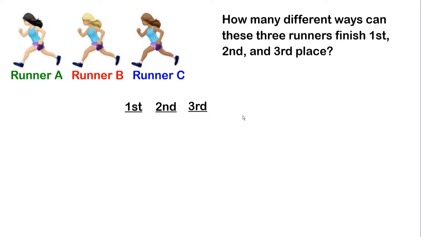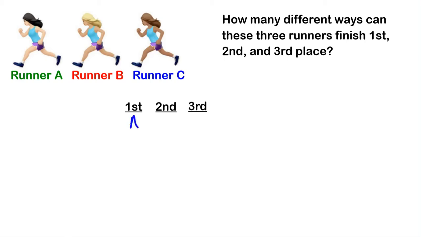So here's an example of when we might use a permutation. I have three runners, runner A, runner B, and runner C. How many different ways can these runners finish first, second, and third place? Well, there's a lot of combinations here. So what we're going to do is make an organized list to see how many different ways these runners can finish in first, second, and third place.